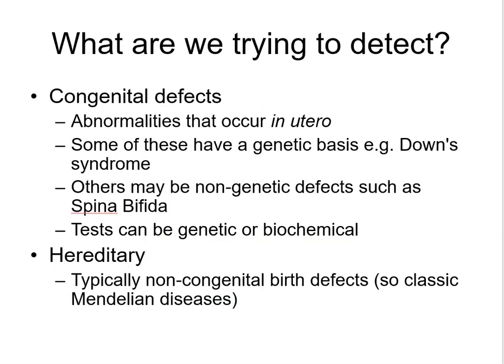So looking at what we're actually trying to detect in utero, we're looking for a combination of congenital defects, so these are abnormalities that occur in utero, some of which have a genetic basis, such as Down syndrome, which is a chromosome duplication disorder. Others may have a non-genetic basis, such as spina bifida. And the tests that can be done can be either genetic or biochemical, and in some cases purely based on imaging. Then there's another group of diseases under the heading of hereditary diseases. These are non-congenital, so these are due to a defect, a mutation in either the egg or the sperm. So these are classic Mendelian genetic diseases.